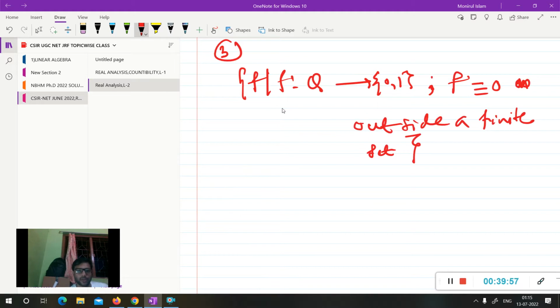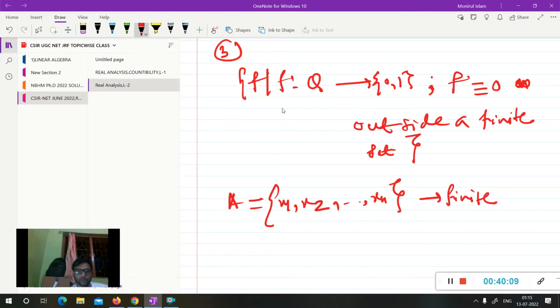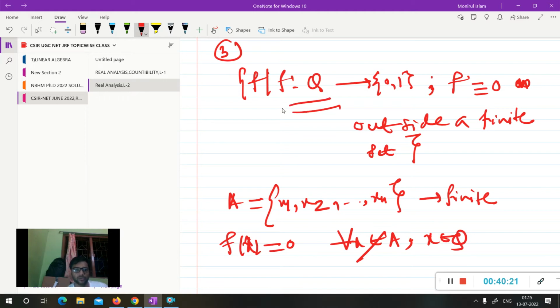Suppose I name the final set A, so naming it like this: x1, x2, xn. And on this set, f will be 0. So f(x) will be 0 for all x that does not belong to A and x belongs to the rational numbers, because x belongs to the domain.